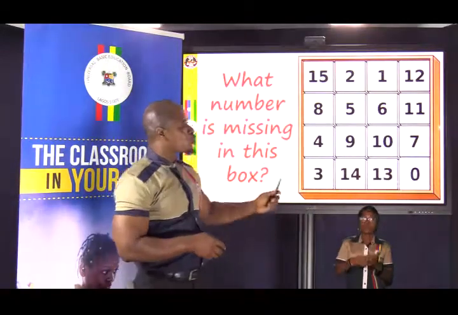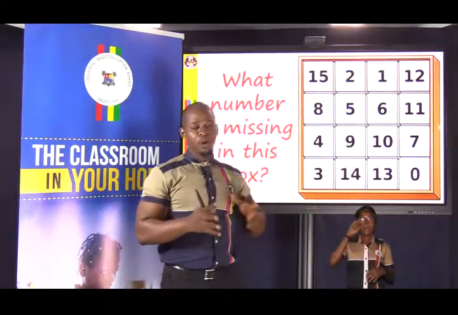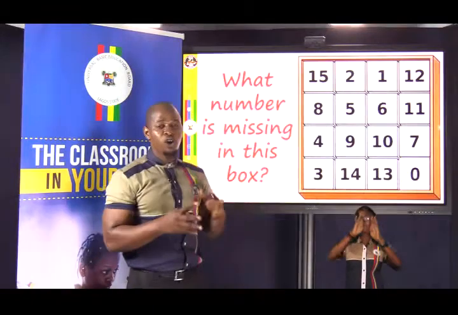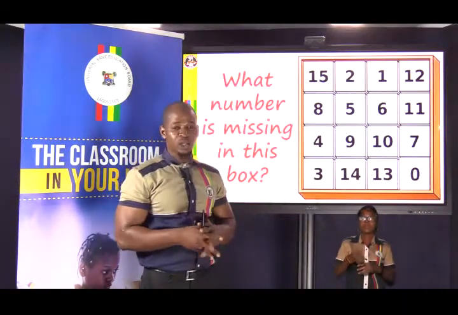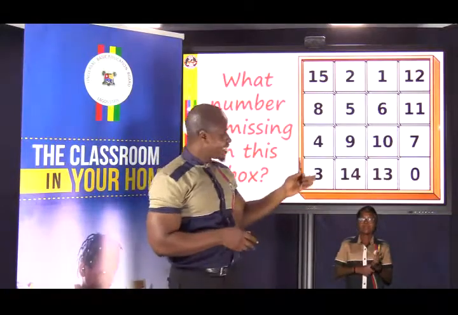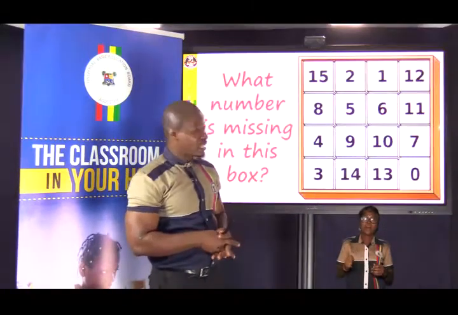Well, this is what you call a magic box. A magic box is a box of numbers in which all the numbers on the rows, the columns, and even the diagonals will add up to the same number. In this case, the magic box adds up to 30.